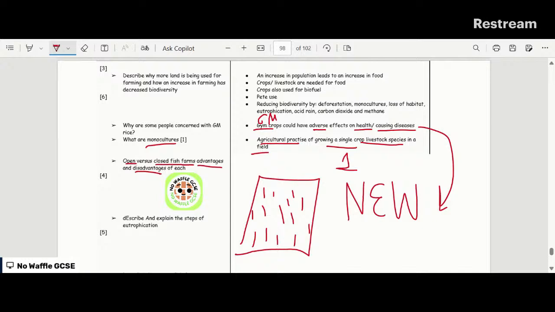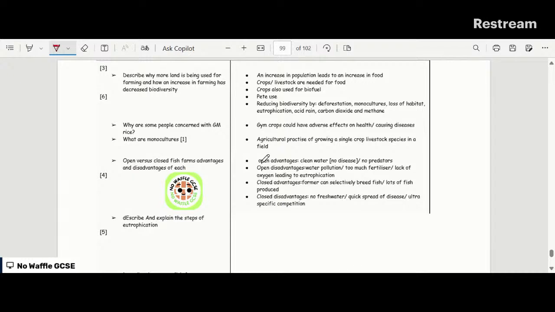Next. So yeah, open versus closed fish farms. The advantages of open is that there's clean water, there's no diseases, there's no predators, or there are predators in open fish farms. The disadvantages is that there's water pollution, there's too much fertilizer, there's lack of oxygen, which could lead to eutrophication. Closed advantages, you can selectively breed fish. There's lots of fish produced because of the very short area, and you're purposely causing that to happen.